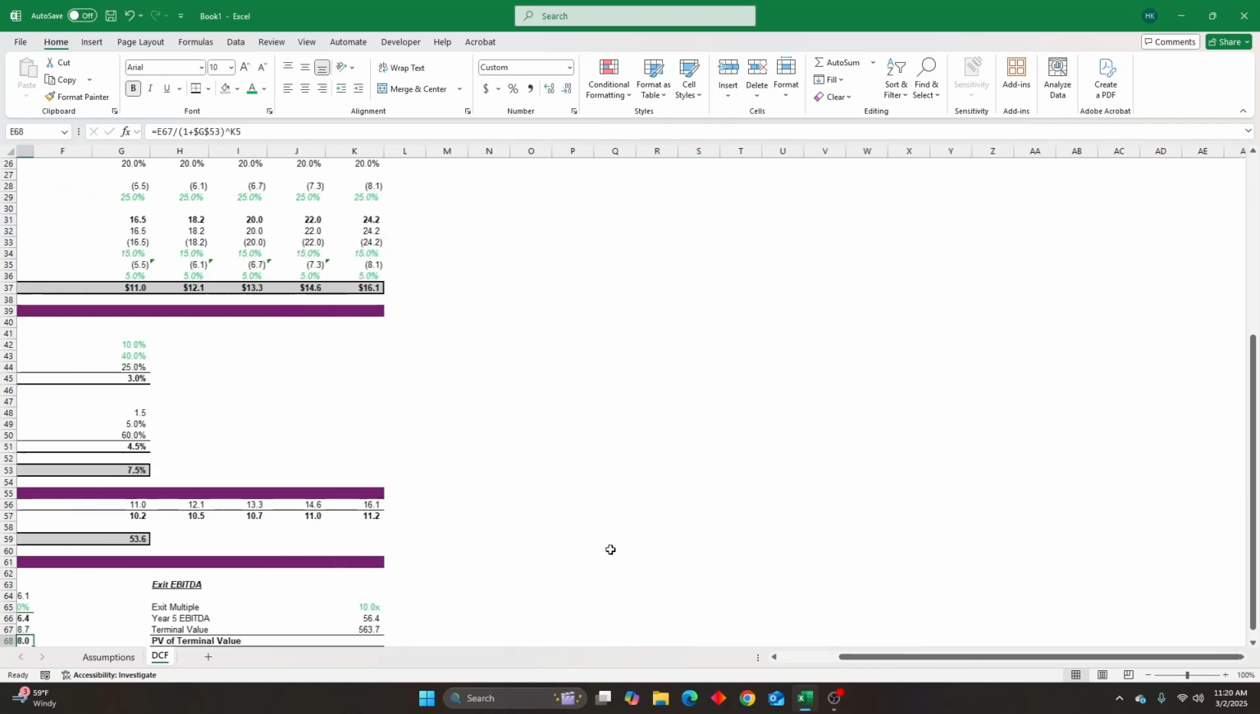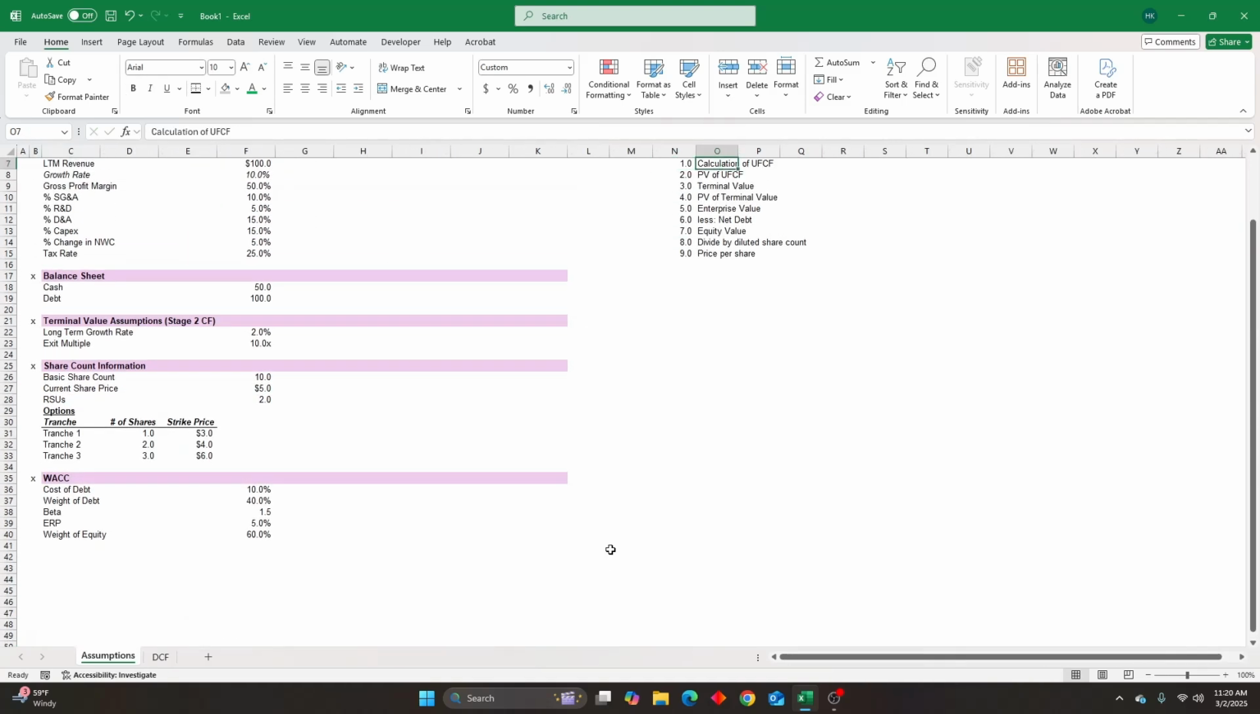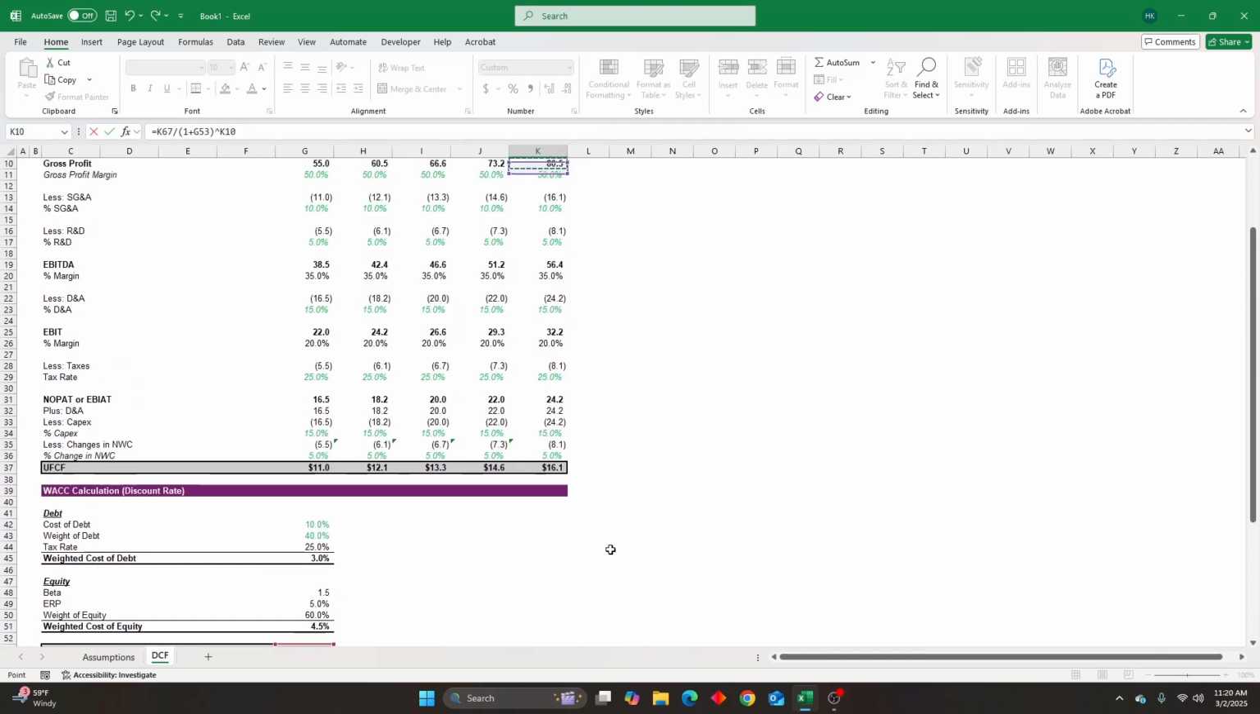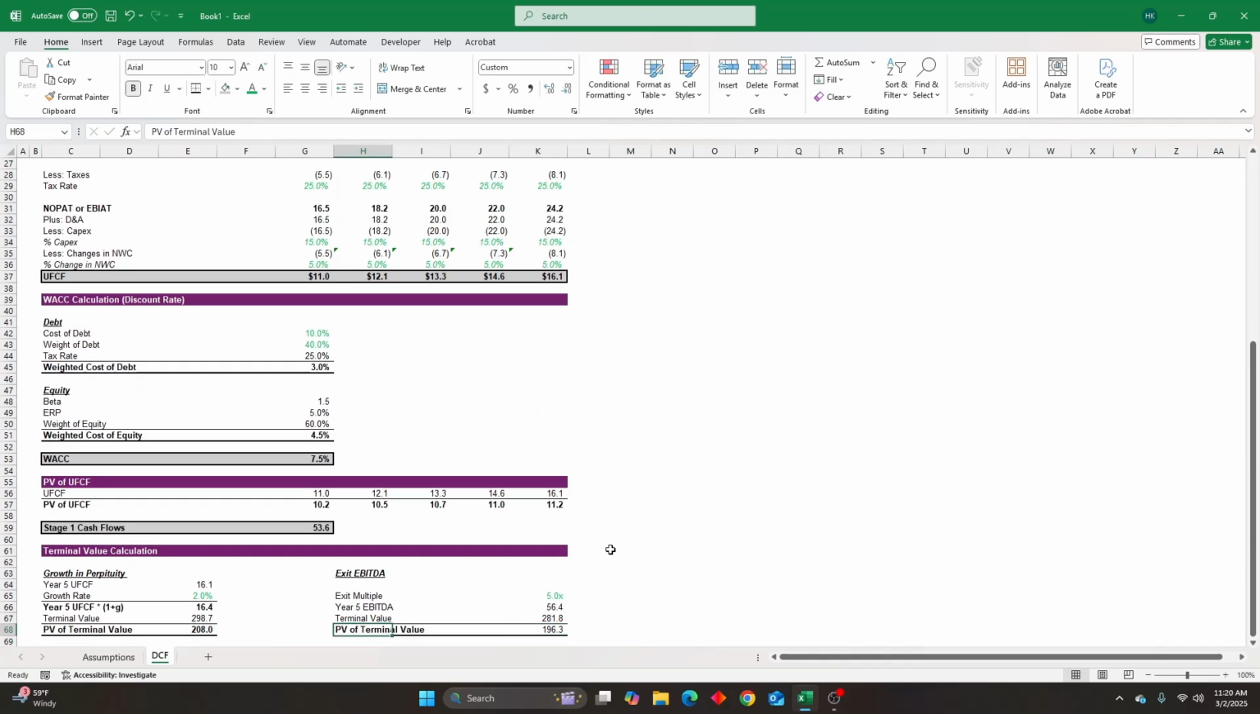I think this number is a little bit out there. These are kind of just made up assumptions. Let me adjust this down a little bit so it makes more sense. Okay, there we go. So our terminal value at a 5 times exit multiple is going to be 281. And then for our present value of terminal value, it's going to be the exact same equation. So it'll be this divided by 1 plus our WACC to the power of 5, because we're assuming this comes in year 5. And that'll be our present value of terminal value.